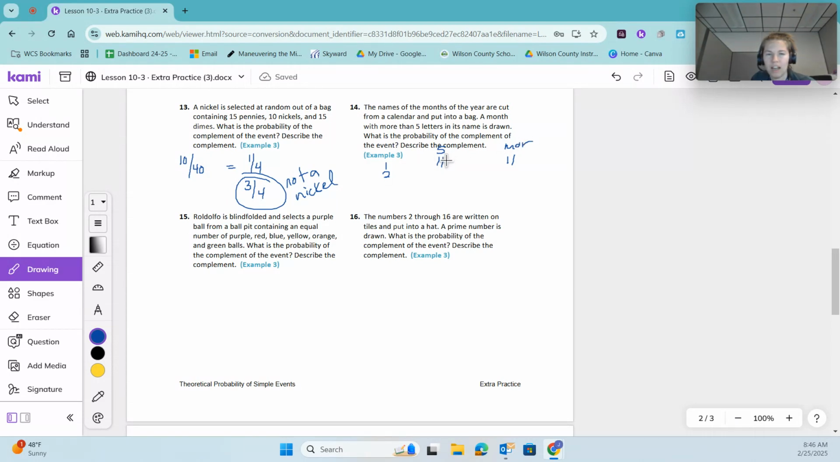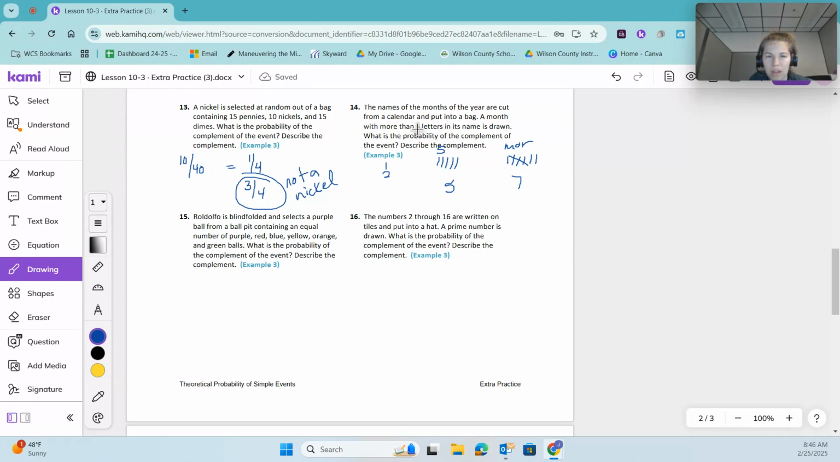May is less than 5. June is less than 5. July is 5. August, September, October, November, and December will all be more than 5. So we have 5 that are more than 5, and 7 that are not. 5 plus 7 is 12.